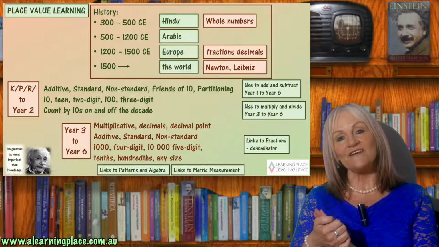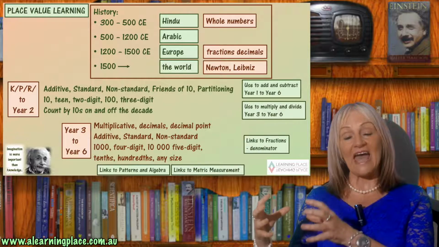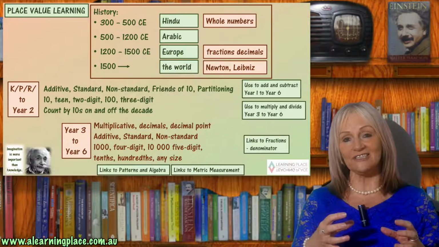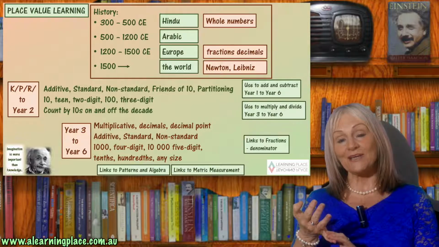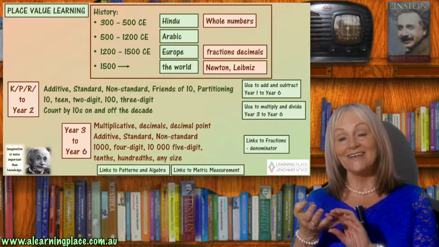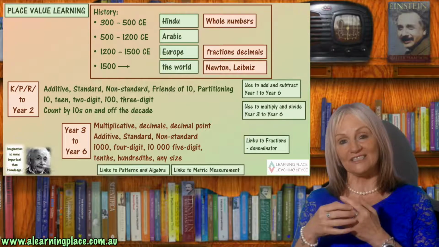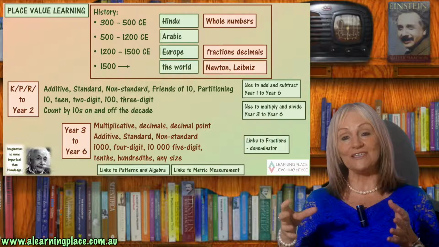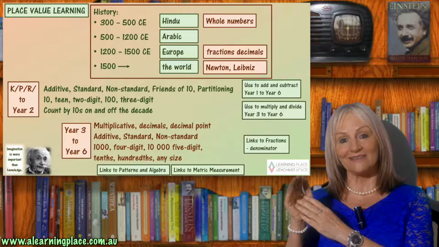They investigate place value additively in these grades. Additively because they're adding the values of the digits to get the value of the number. They're investigating place value using standard and non-standard place value. So standard place value is just naming the values of the digits. So for example, in 24, the values of the digits are 2 10s and 4 1s.